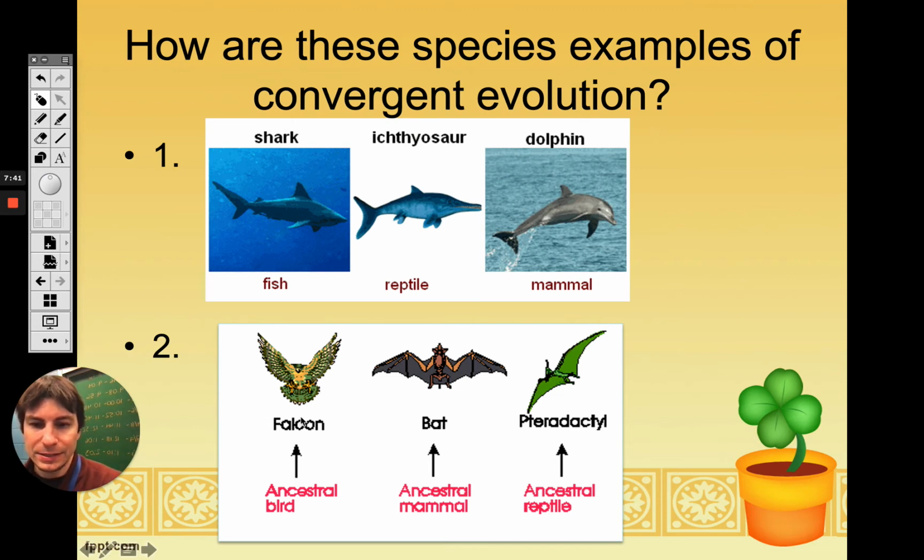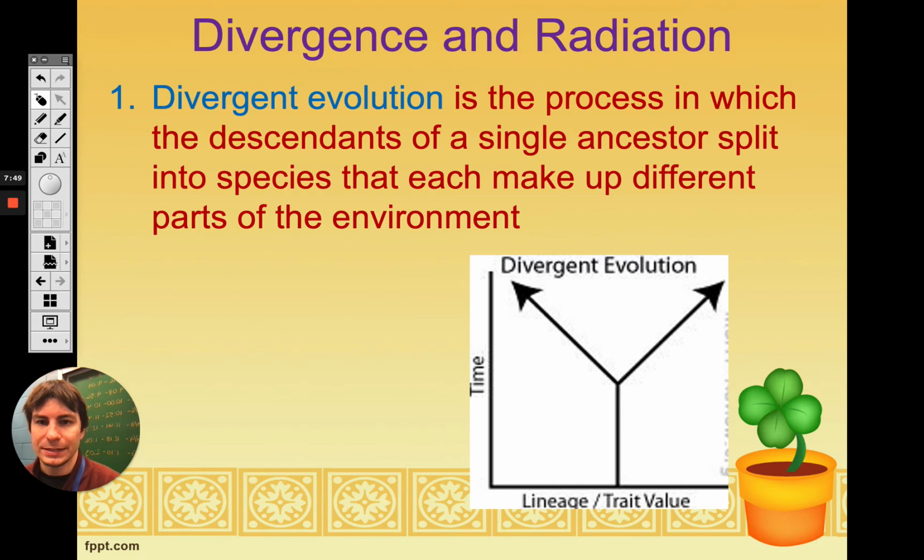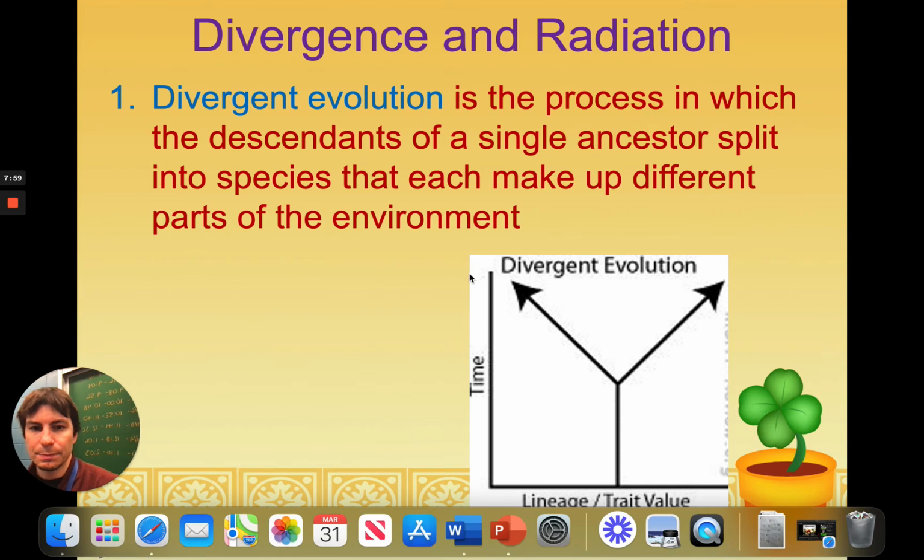Here's another one, guys. All right, we got bird, mammal, reptile. Okay, they all fly. They all have wings, but they did not come from a common ancestor. Now, the second type of evolution. So we have the first one, which is convergent. The second one is divergent. This is us and monkeys.